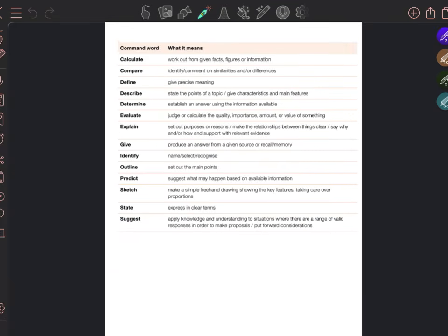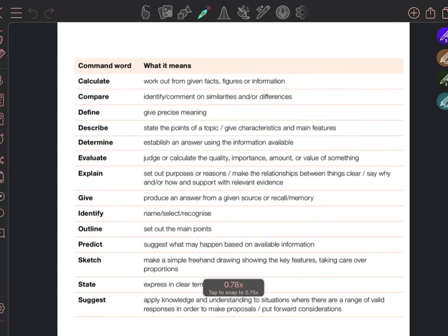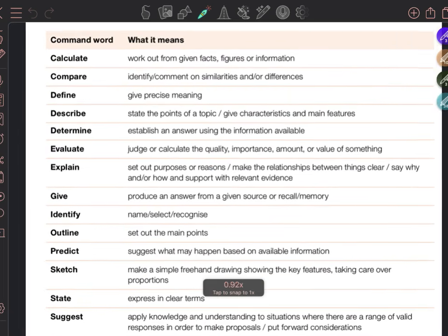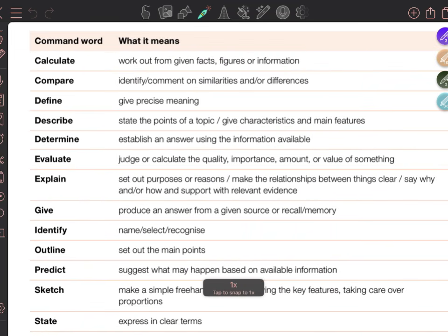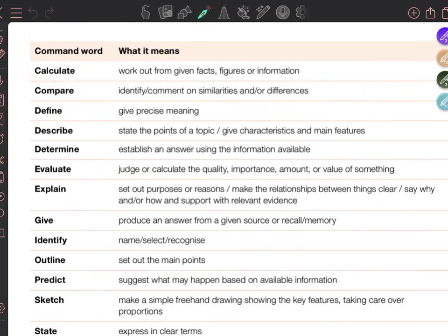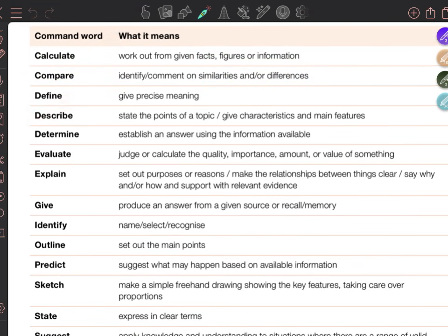So I have here the list of command words and their meanings that you need to know. If you know what they're asking for, you will be able to answer exactly what they are asking you. Okay, so let's go through this one by one. First, you have calculate. As the name suggests, you have to do some calculations to find out some numbers. And then compare. When you see compare flower A from flower B, you have to identify the similarities or the differences. Okay, remember that. Define means give the definition of that term.